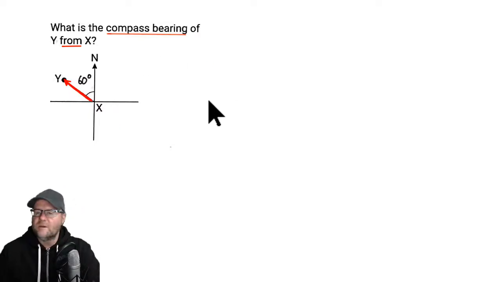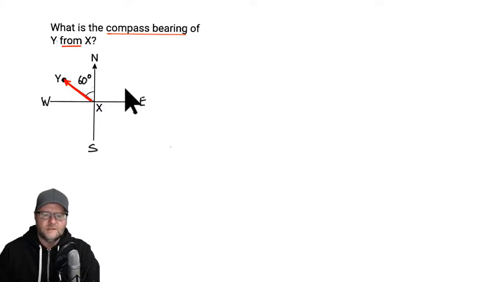Compass bearings are going to start with an N or an S. So I'm going to put the rest of the directions on my compass rose here: north, south, east, and west. They only ever start with north or south. Is this line in the northern half or the southern half? Well, I can see it's in the top half, which is the northern half.